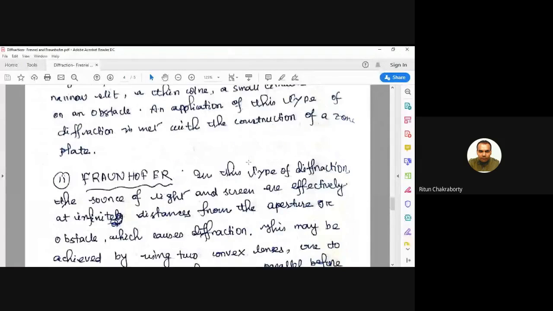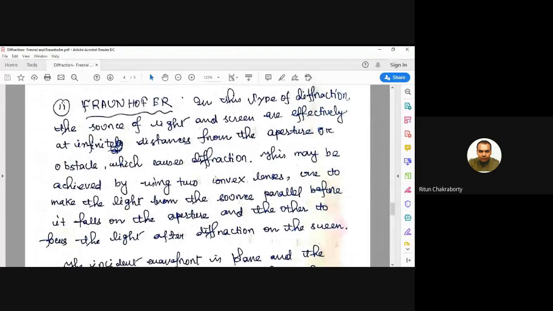Now the next type of diffraction is Fraunhofer type of diffraction. So there are two types of diffraction. Fresnel type, we have learned about the Fresnel type. So now what is the Fraunhofer type? So let me read out. In this type of diffraction, you note down the difference. What was the definition of Fresnel type diffraction, and what definition of Fraunhofer type diffraction we are going to learn now. In this type of diffraction, the source of light and screen are effectively at infinity.